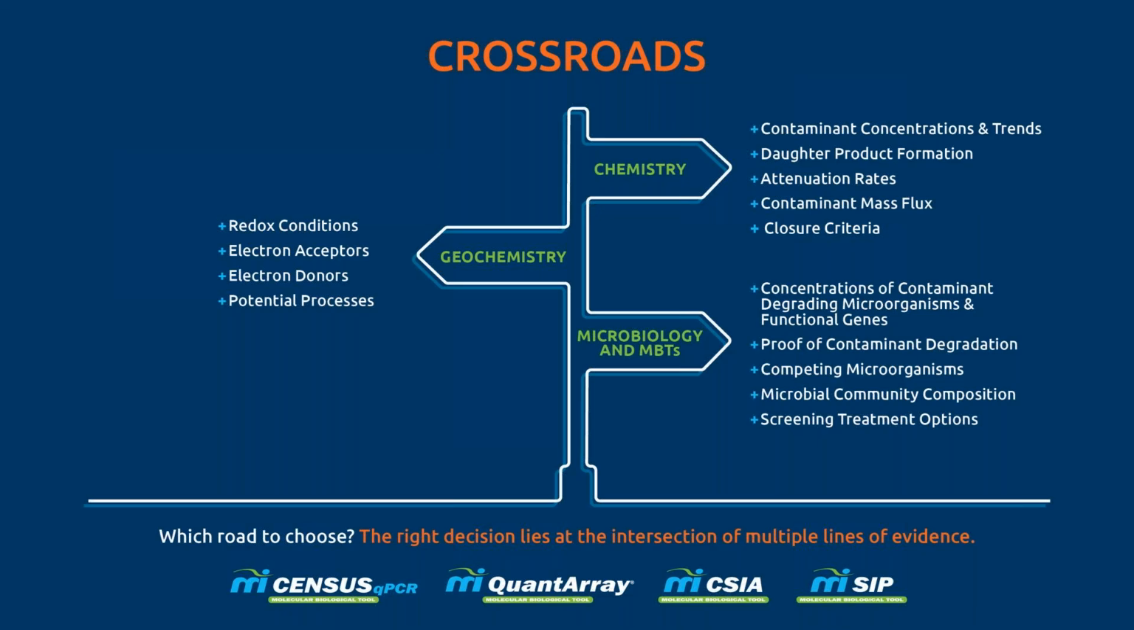So when you come to a crossroads on a project and you need to decide how to proceed, we always recommend basing your decision on multiple lines of evidence, evaluating the microbial data within the larger context of what you know about the issue at your site. So for remediation, that would mean looking at trends in contaminant concentrations and daughter product formation, along with the geochemistry, examining the prevailing redox conditions.